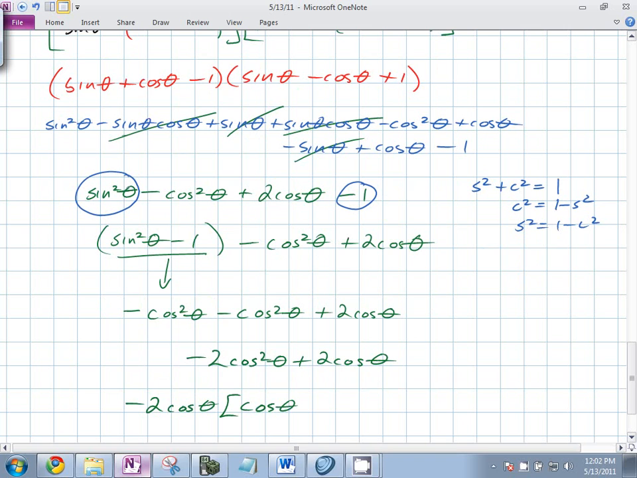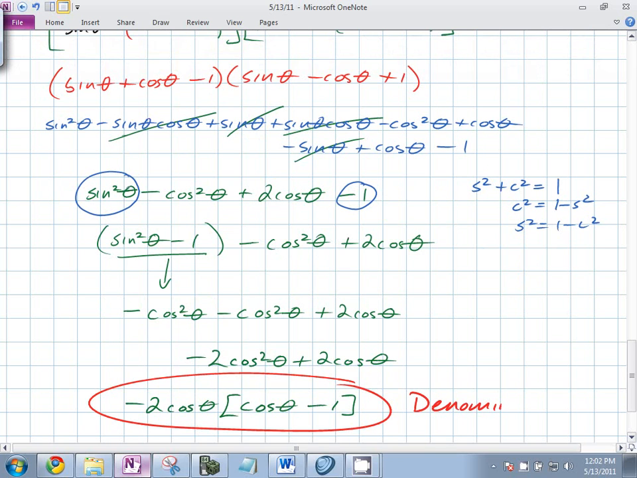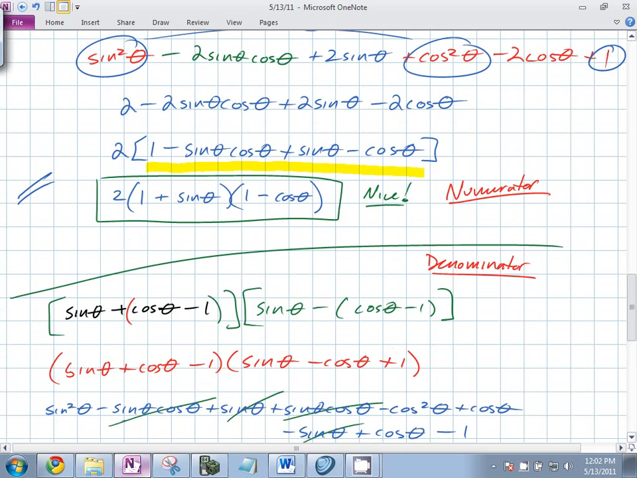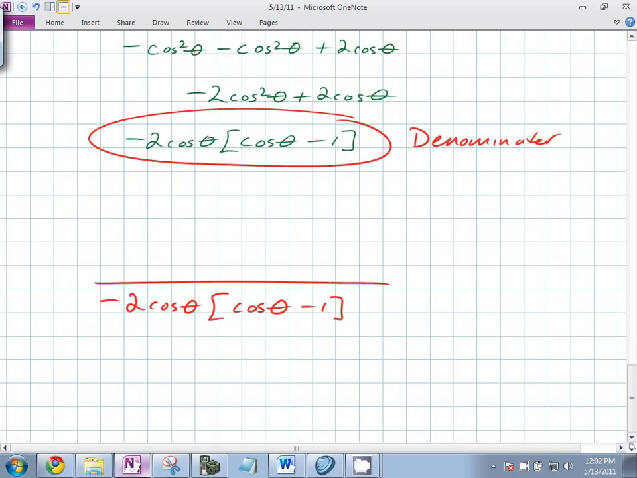So what is this? Is this a pretty good simplified denominator? So let's put it all together. Now we have negative 2 cosine theta times cosine theta minus 1. And what do we have on top? I got to remember what it was. Okay, what is it? 1 plus and 1 minus cosine? 1 plus what? 1 minus what?